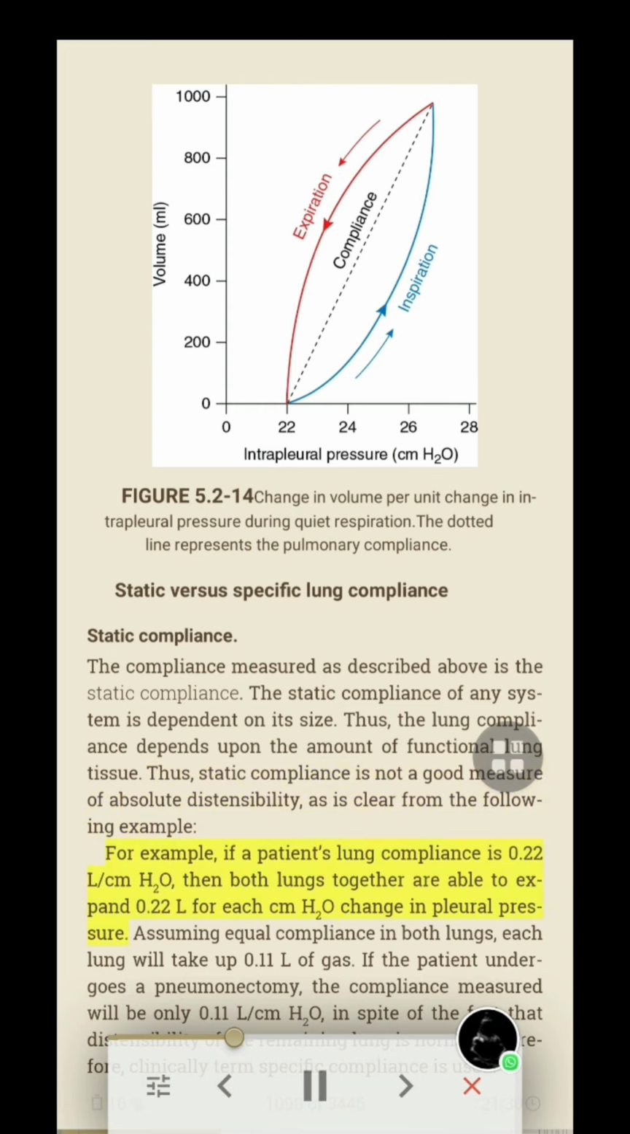For example, if a patient's lung compliance is 0.22 L per centimeter H2O, then both lungs together are able to expand 0.22 L for each cm H2O change in pleural pressure. Assuming equal compliance in both lungs, each lung will take up 0.11 L of gas. If the patient undergoes a pneumonectomy, the compliance measured will be only 0.11 L per centimeter H2O, in spite of the fact that distensibility of the remaining lung is normal. Therefore, clinically the term specific compliance is used.